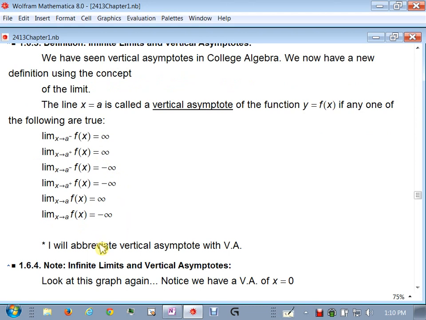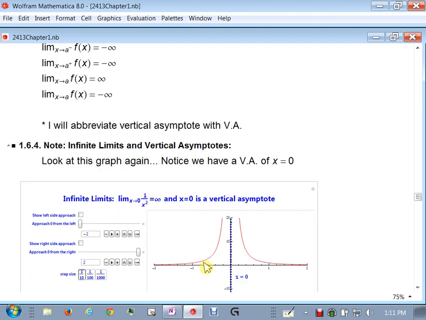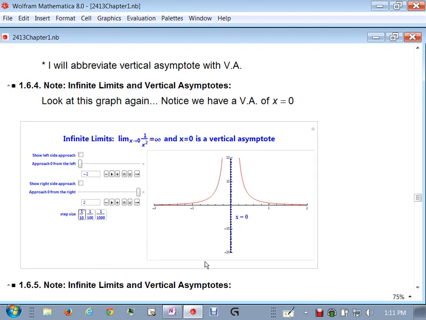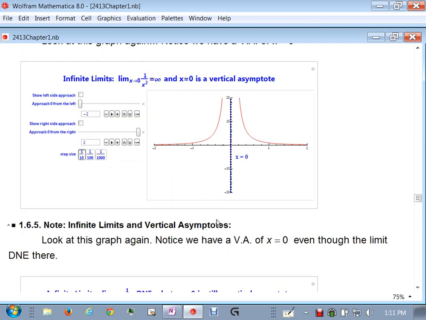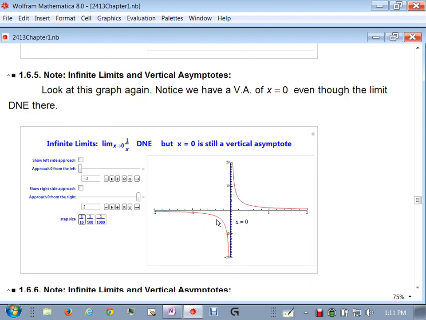I will abbreviate VA for vertical asymptote. So let's take a look again at this graph. We have the vertical asymptote at 0, right? So x equals 0 is our vertical asymptote. This one, again, x is 0 is our vertical asymptote.